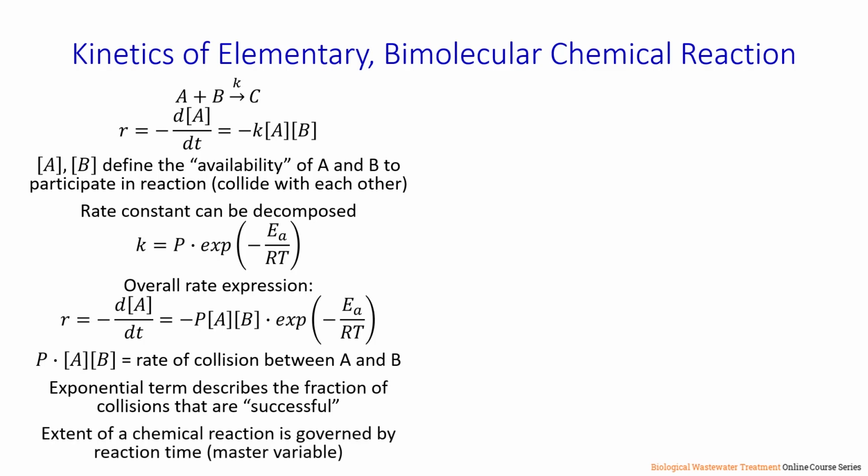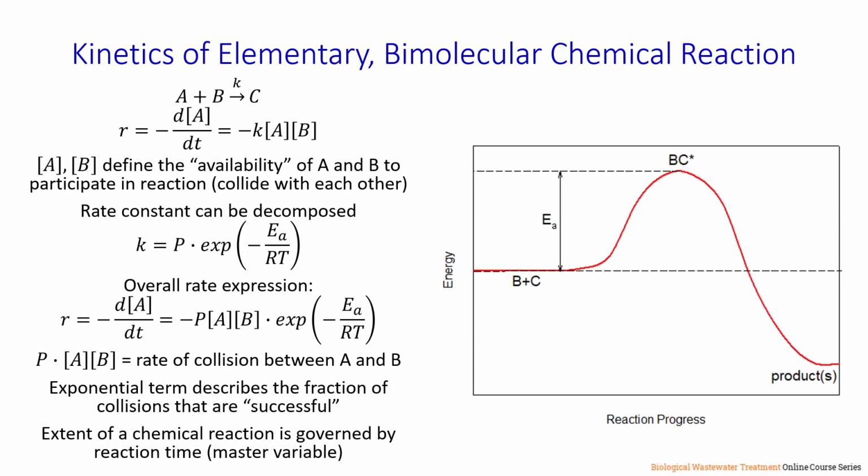The extent of a chemical reaction, as described using this approach, then, is governed by reaction time. In other words, time becomes a master variable in describing the overall behavior of this system. Here's also a standard representation of the reaction progress that we describe using this approach, where the activation energy represents a barrier to the overall progress of the reaction that must be overcome. That barrier is overcome by the energy that's imparted by the two molecules colliding with each other, allowing for bonds within one or both of those molecules to be bent, thereby allowing formation of a new bond and a new chemical.